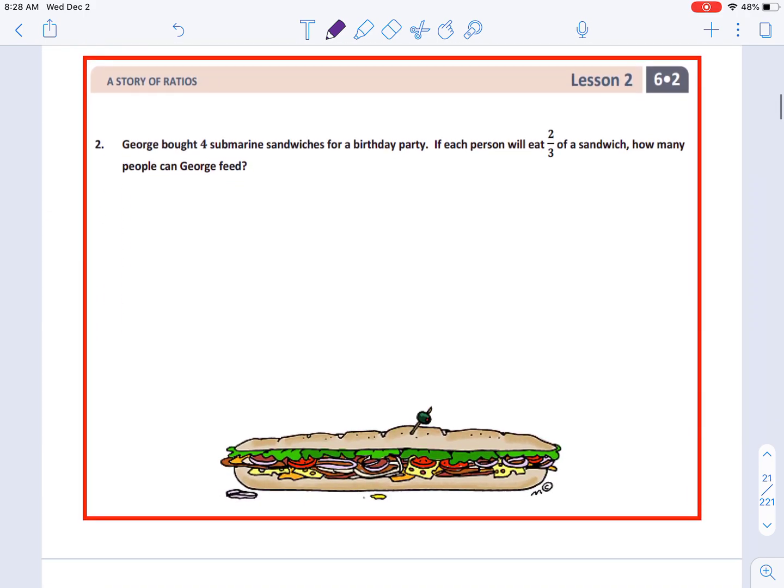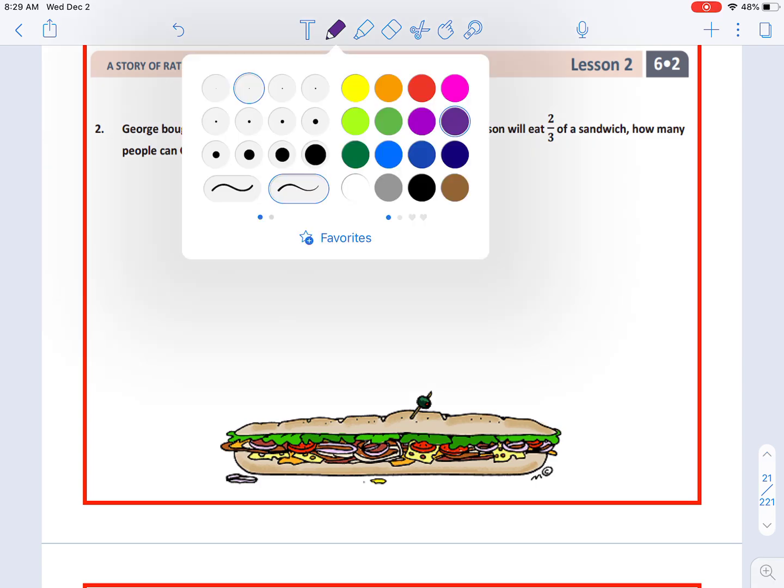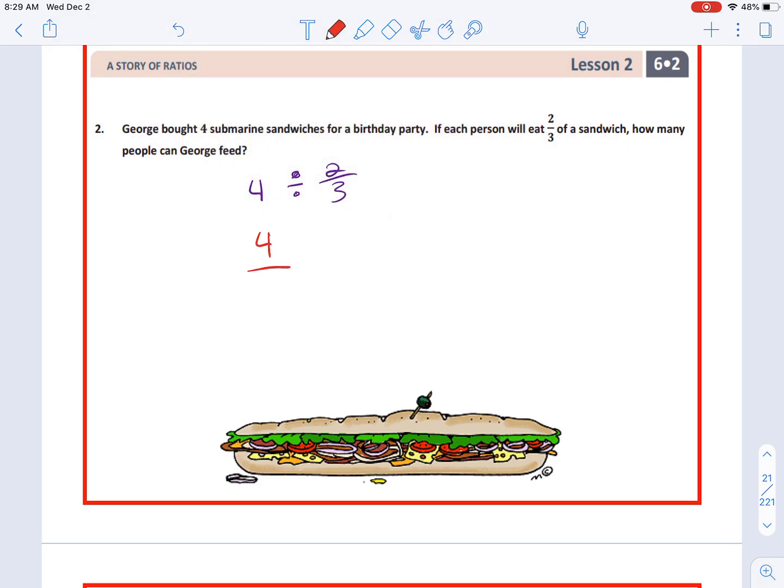Okay, let's look at number 2. George bought 4 submarine sandwiches for a birthday party. If each person will eat 2/3 of a sandwich, how many people can George feed? So, George has 4 sandwiches, and we're trying to figure out how many 2/3 are in those 4 sandwiches. So we have to do 4 divided by 2/3. The first step is to change the whole number into a fraction, and then skip, dot, flip.